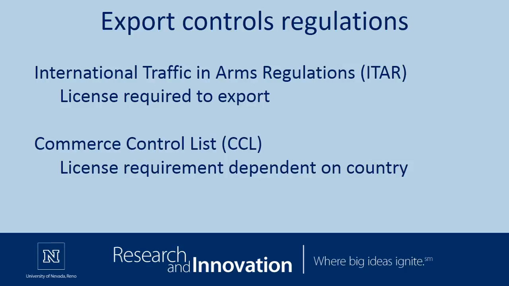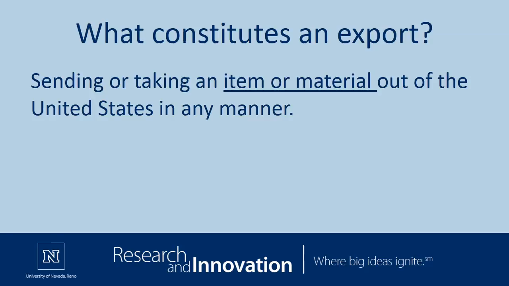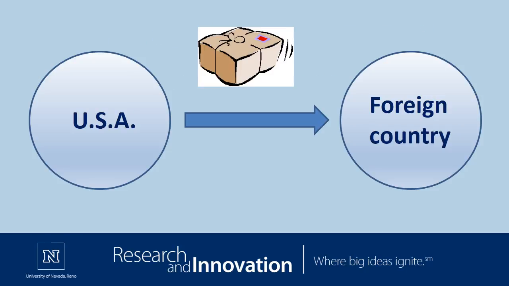You may be thinking that you don't export anything, so perhaps you don't need to know about these regulations. To better understand how they can impact work at a university, it's important to understand the different ways exports can occur. There are two kinds of exports that can occur in a university setting. The first applies to tangible items such as research materials and equipment. An export is taking or sending an item out of the United States in any manner. Whenever an item is mailed or shipped out of the United States, it has been exported.